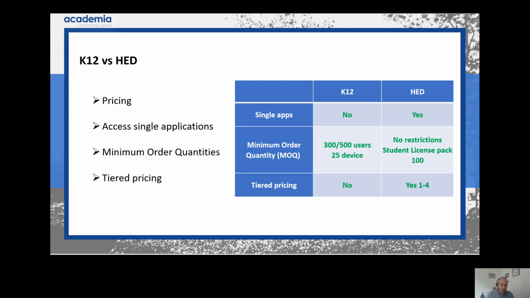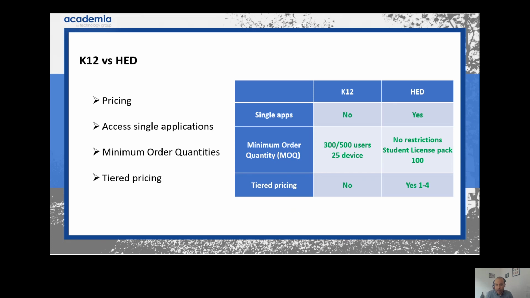Just a little bit more on the difference between K-12 and HED. So pricing is absolutely the biggest differential. A couple of the points, so single applications are not available for K-12. They are under HED, although a single app on the HED is probably the same as 10 to 20 full Creative Clouds under K-12. Due to the low unit cost, there are minimum order quantities for K-12, which has 500 for users. They have just reduced that to 300, which is aimed at small schools, and potentially some FE will benefit from this if you have 300 or less students.